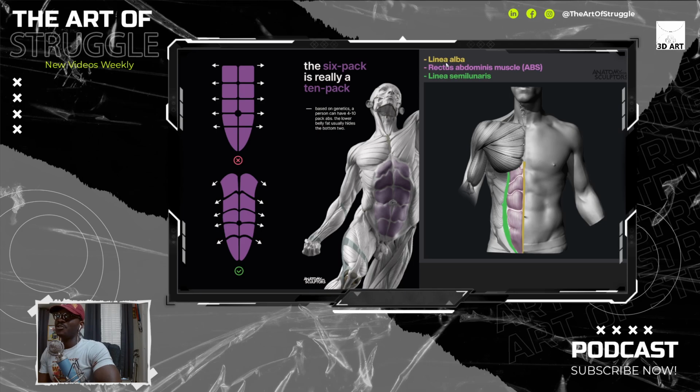So when you think about the abs, I want you to think about them in 3 different sections, right? There's the linea alba, which is like that center space, right, that you have in there. Then you have the linea semilunaris, which is the outer side, right, which is the edge, where the oblique kind of tapers off into it, right? These are your obliques right here, right?